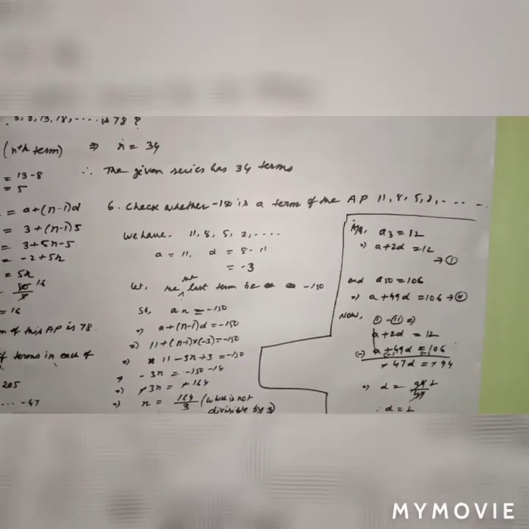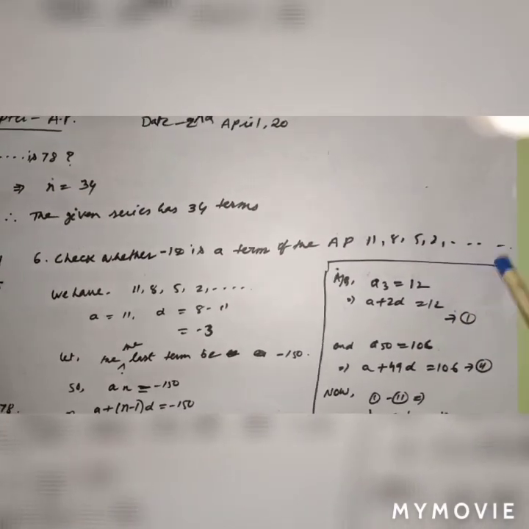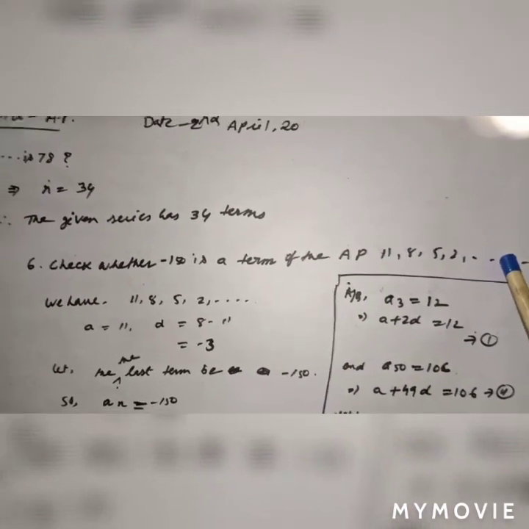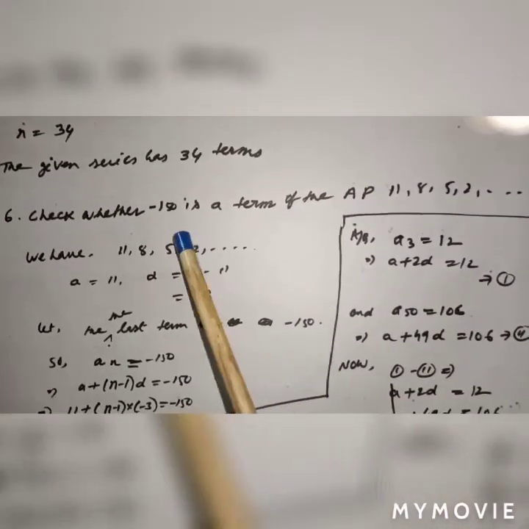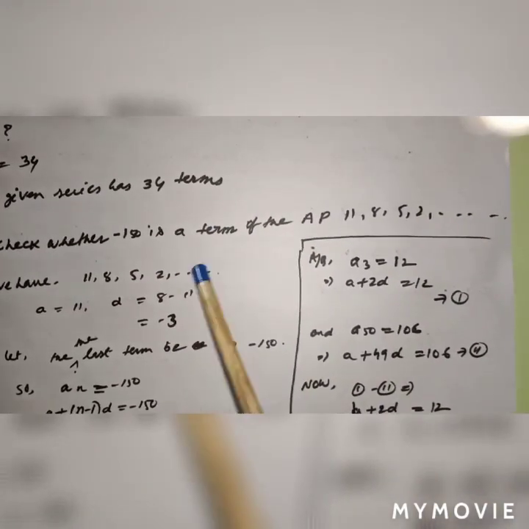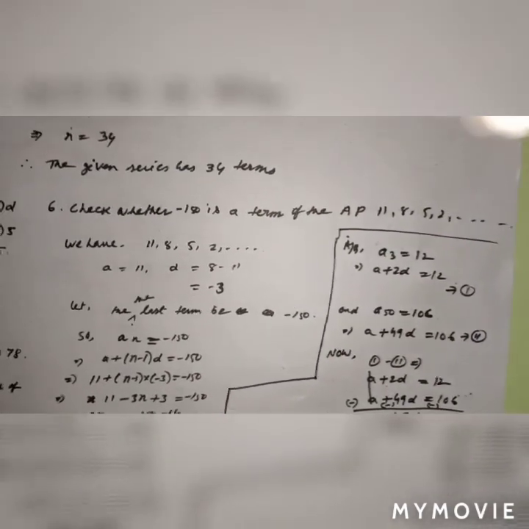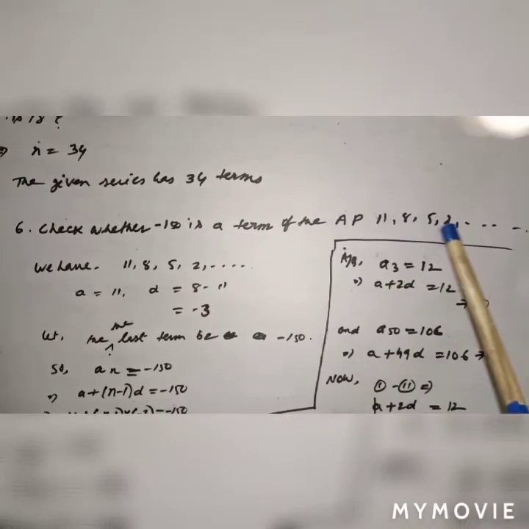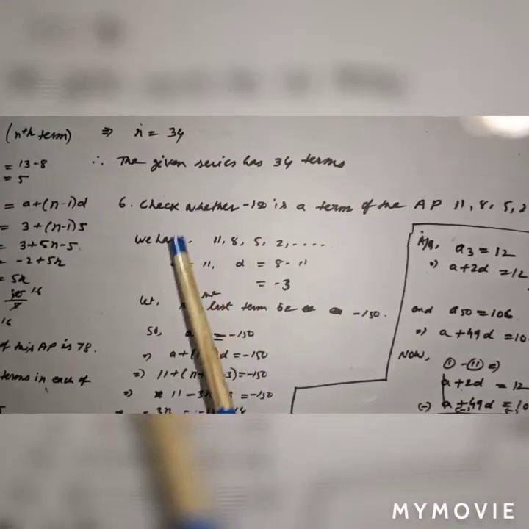So here they are asking whether minus 150 is also included in 11, 8, 5, 2 ... as one of the terms. Yes or no? That is the question. Is minus 150 a term of this AP? You need to find that out.